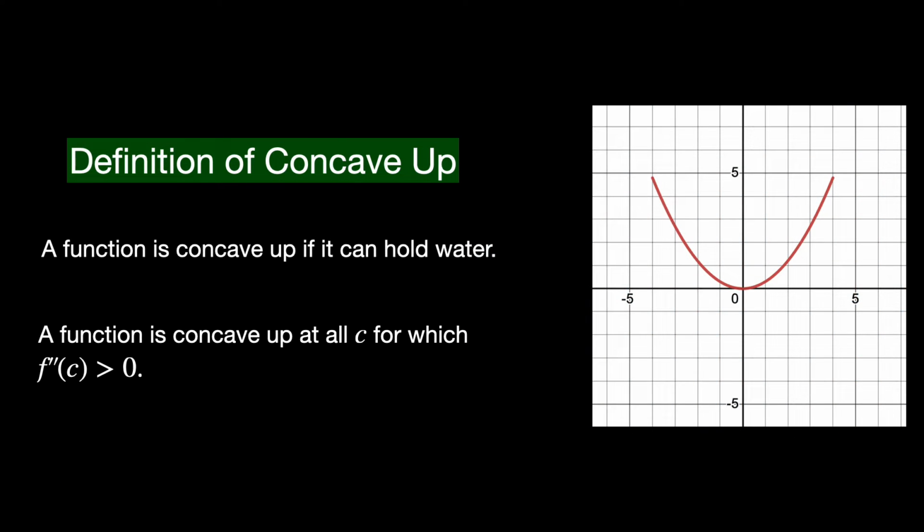First, let's consider the definition of concave up. We say a function is concave up if it can hold water. You look at that picture on the right, and it looks like a bowl, and it could certainly hold water. Mathematically, a function is concave up at all the c values for which f double prime of c is greater than 0. So wherever the second derivative is greater than 0 on those regions, we say that the function is concave up.